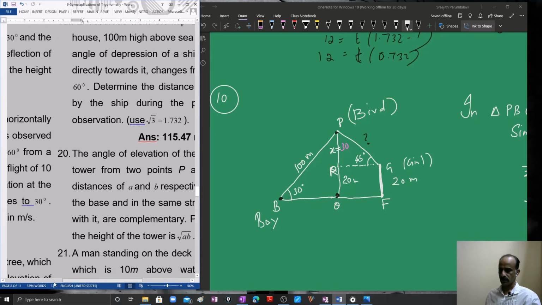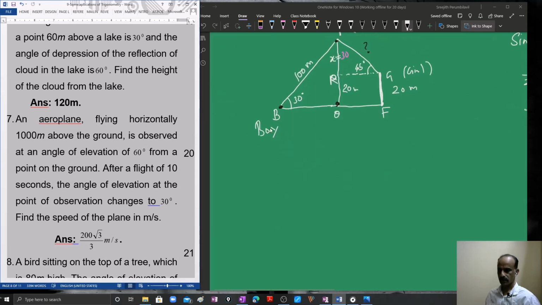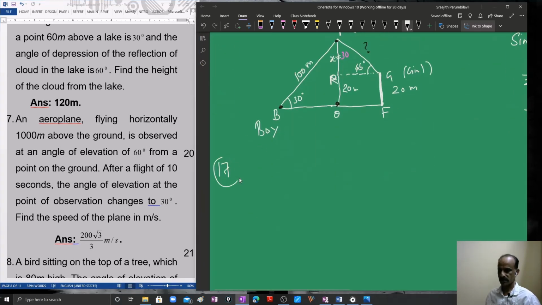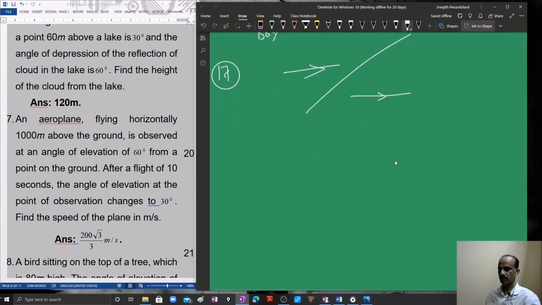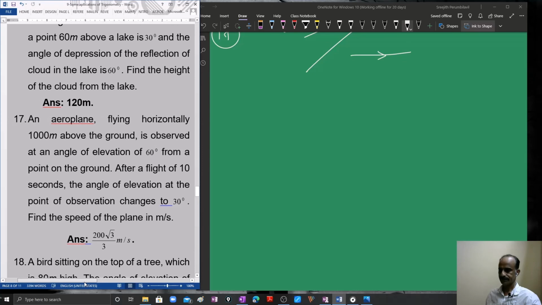Okay. First we'll go for question number 17, additional question number 17. An aeroplane flying horizontally above the ground, it's not like this and this, it's flying straight horizontally above the ground, is observed at an angle of 60 degree from a point on the ground.